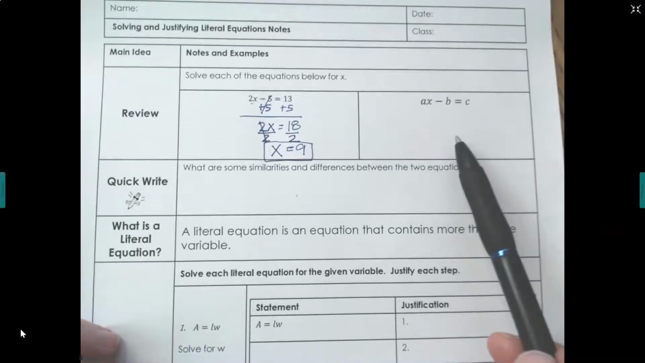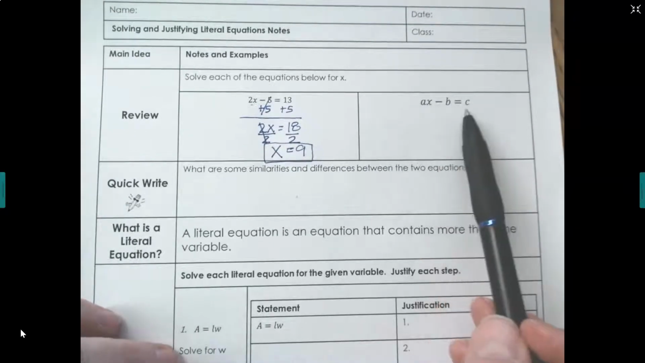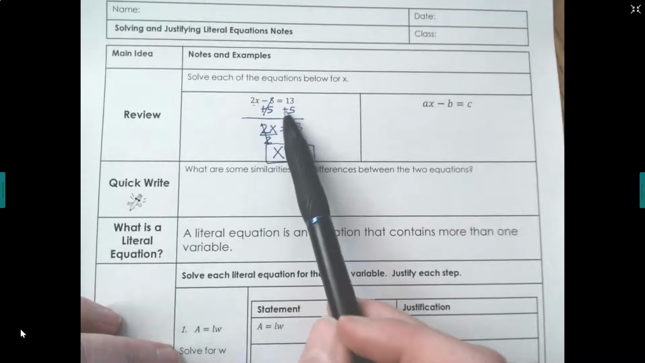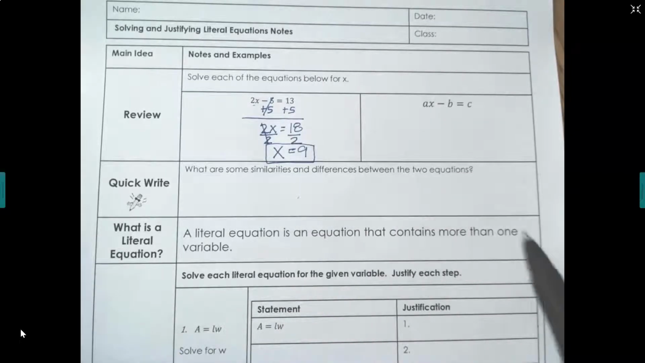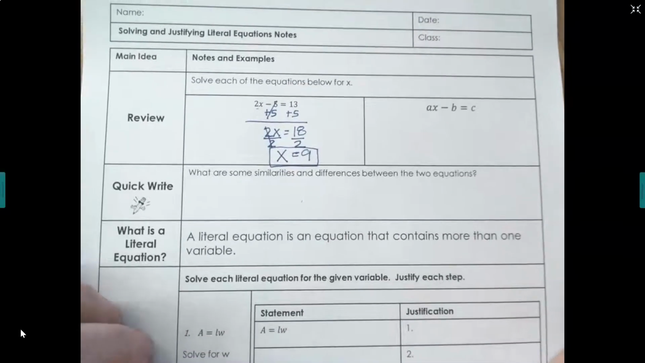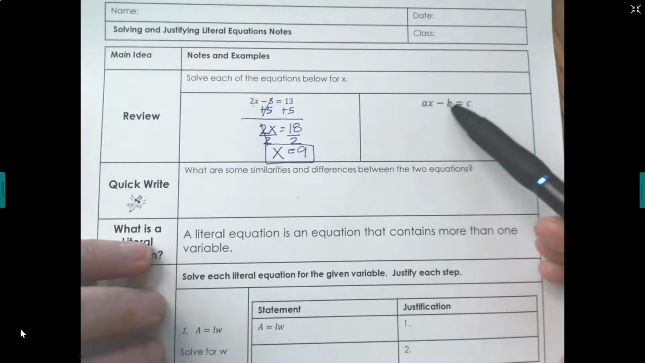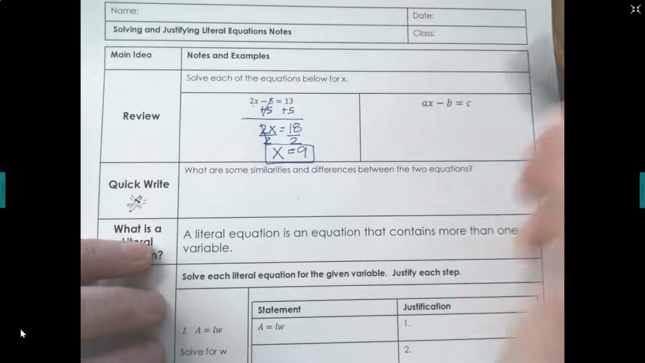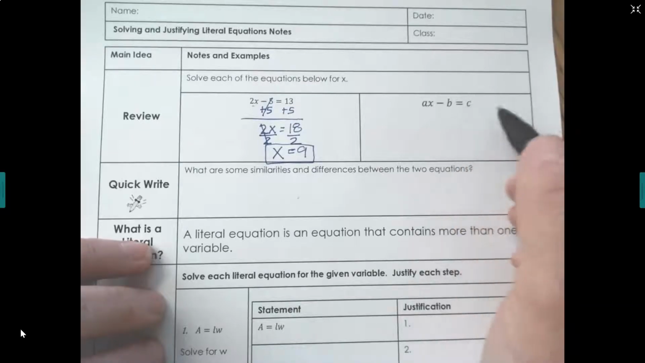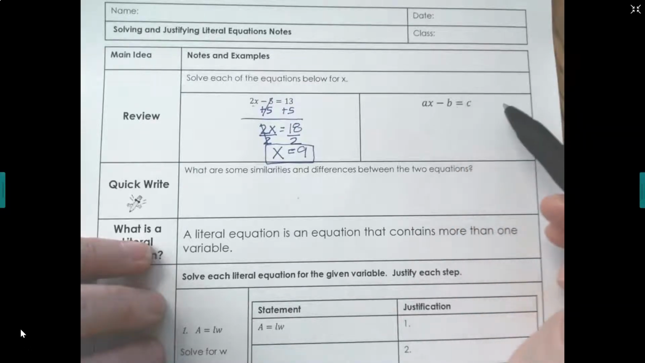Over here, look at the difference. This is all letters. We had letters and numbers going on here. But I can use the same properties of equality to get this x alone. So here's the x inside of ax. There are two terms on this side, and there can only be one term. So I'm going to do the opposite operation to move the b to the other side so I can get the x alone.